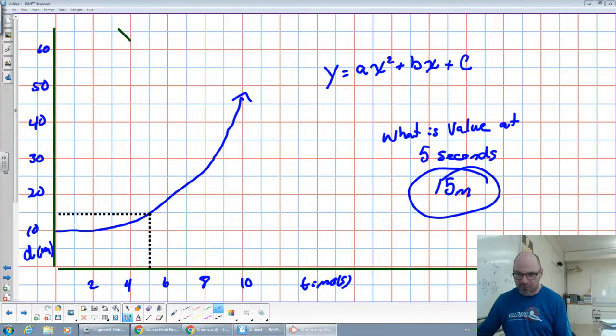Next day we'll get into the quadratic, or we'll get into the sinusoidal curves a little bit. So we'll see you tomorrow.